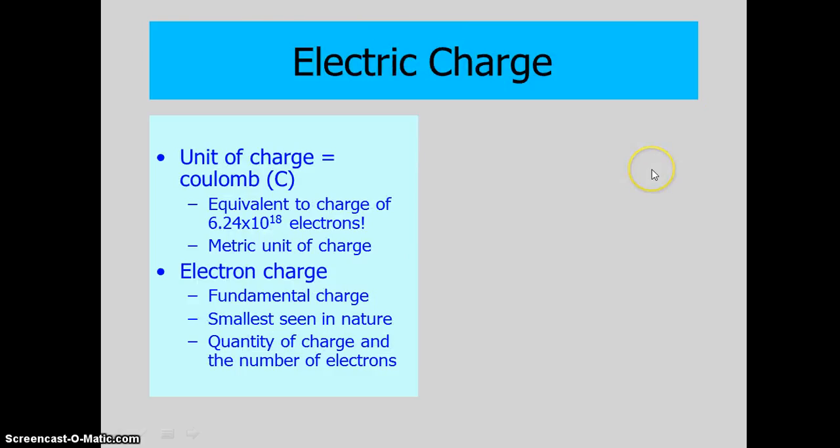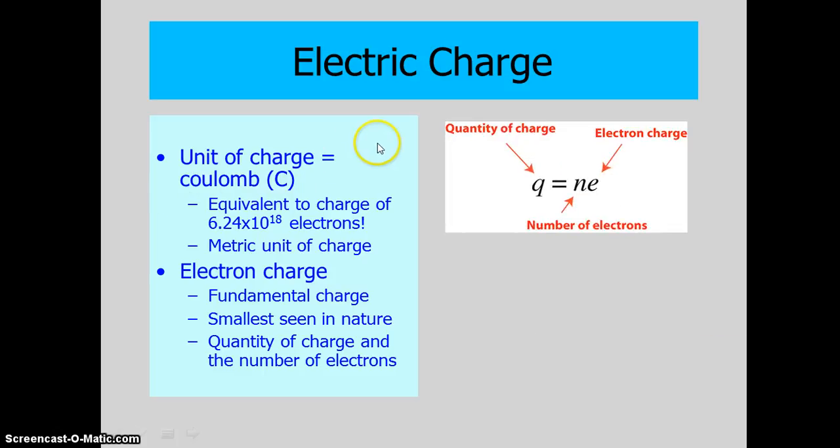So here's our first equation. Charge is measured in units called coulombs. Here's the equation right here. It's very simple. Charge is represented by this lowercase q. e is the charge of a single electron, and N is the number of electrons.